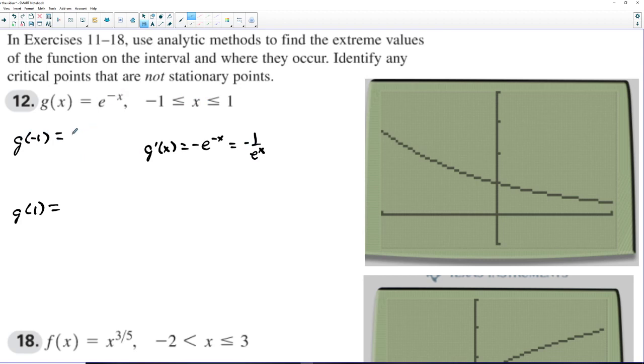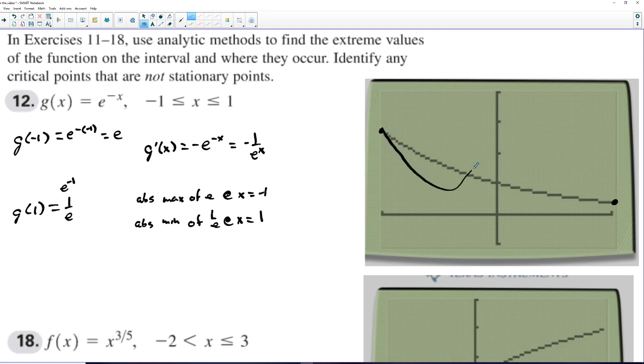Now if we plug -1 into this, we get e to the -1. That's e. When we plug 1 in, that's 1 over e. It's really e to the -1. Now that's going to be your maximum value. So we have an absolute max of e at x equals -1 and an absolute minimum of 1 over e at x equals 1. And here's the graph, and you can see here's the maximum value on this side, and here's the minimum value over here on this side, and it doesn't twist or turn. So there's no internal minimums or maximums.